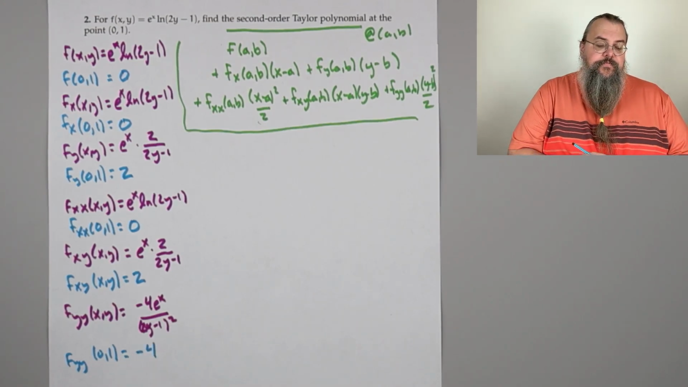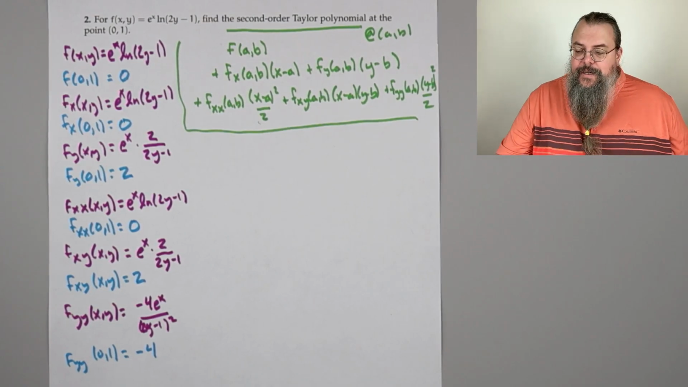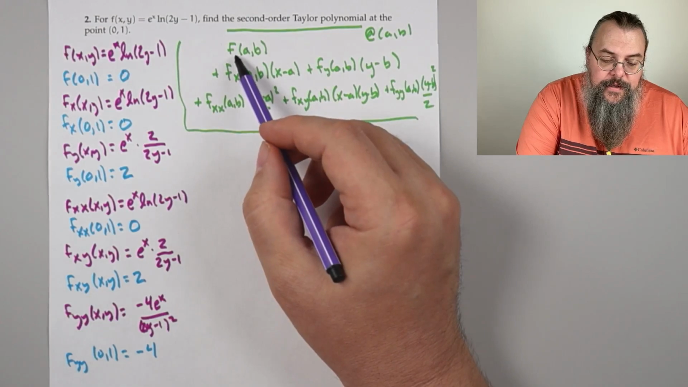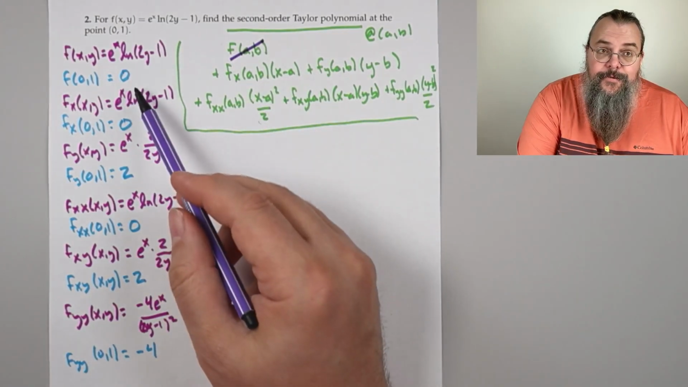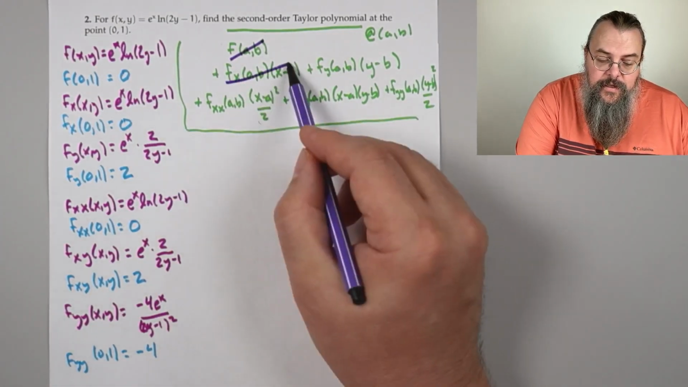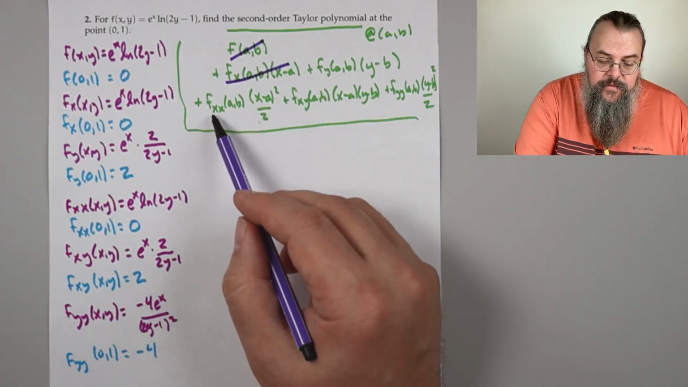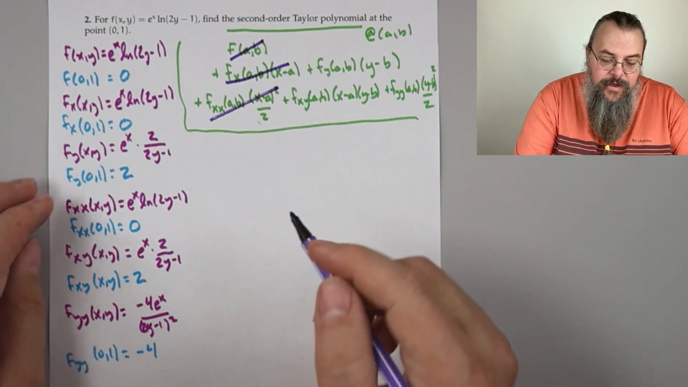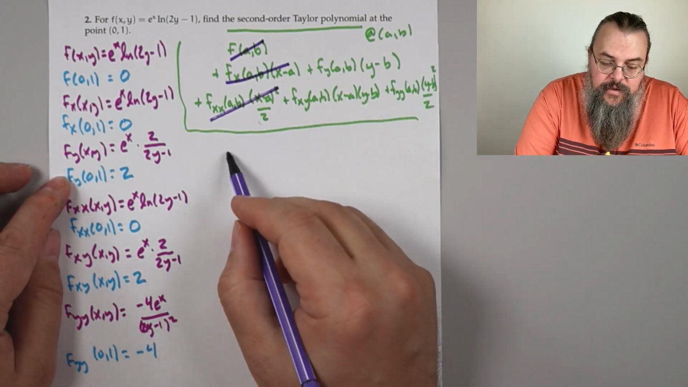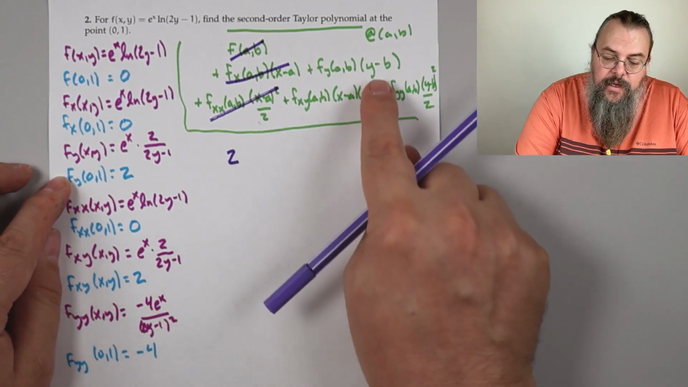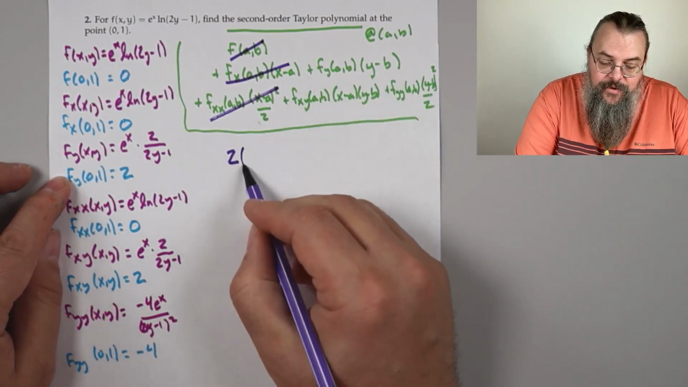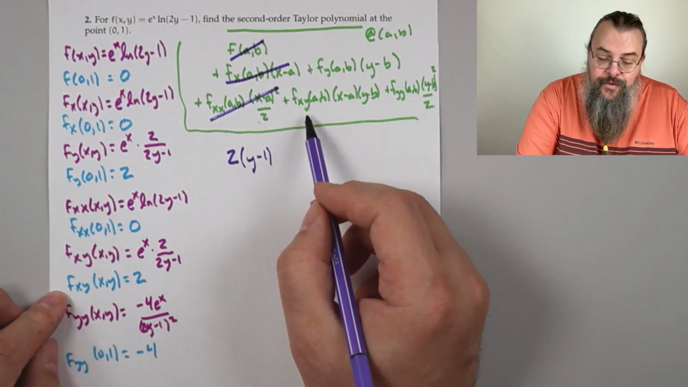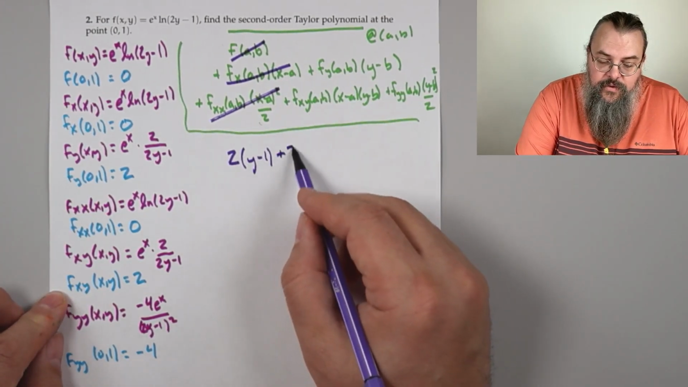All right, so now we come in and fill in the pieces. Now, our f of (0, 1) is going to go away because it's 0. f sub x at (0, 1) is 0. f sub xx of (0, 1) is 0. So that's good. Now to the non-zero pieces. Well, f sub y of (0, 1) is 2. Then we're going to times it by y minus 1, so 2 times y minus 1. And then f sub xy, that's 2, so we have plus 2.